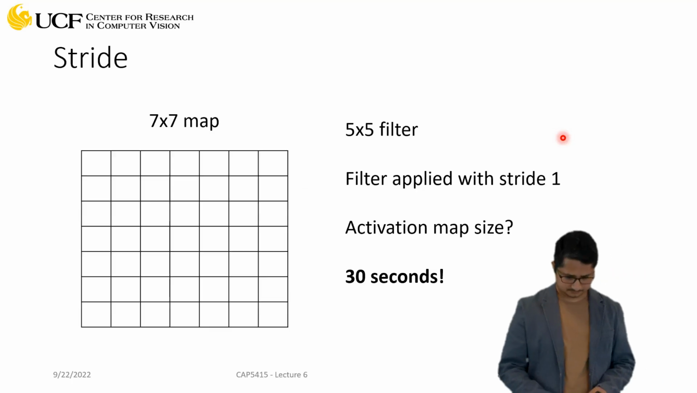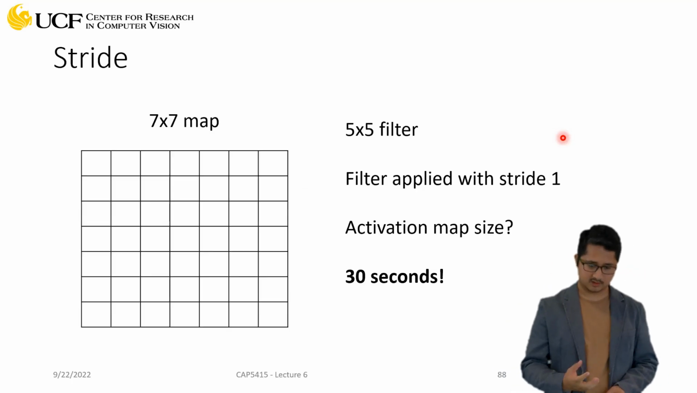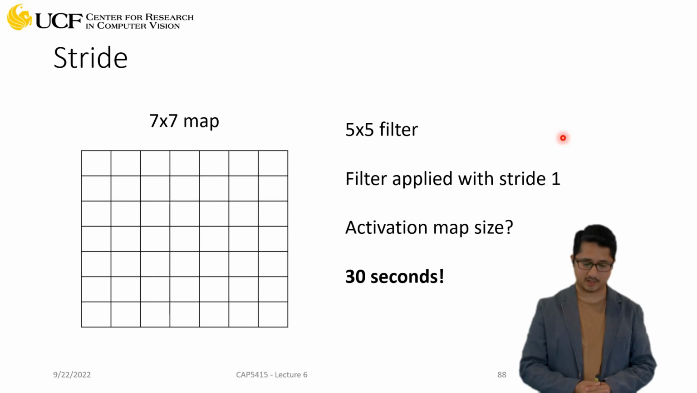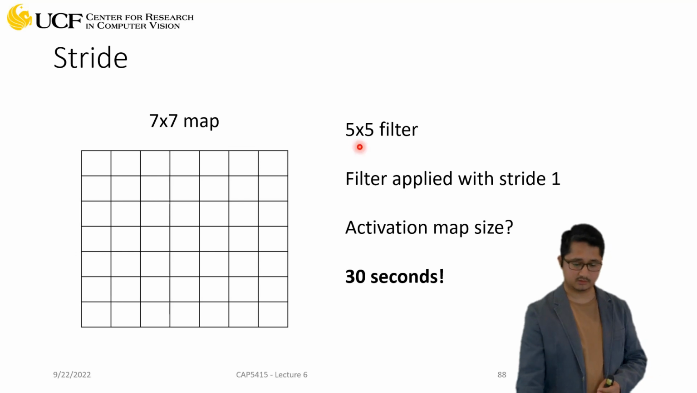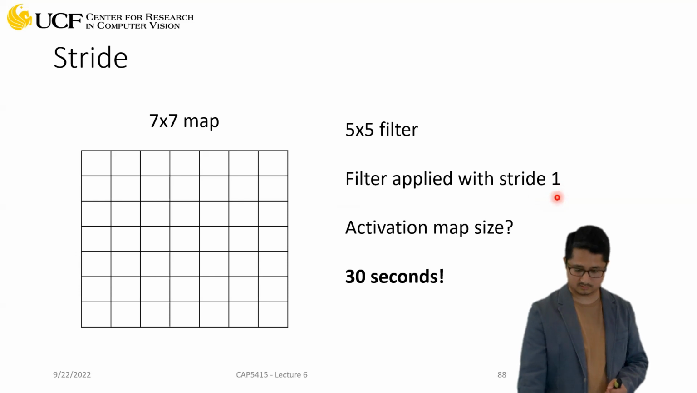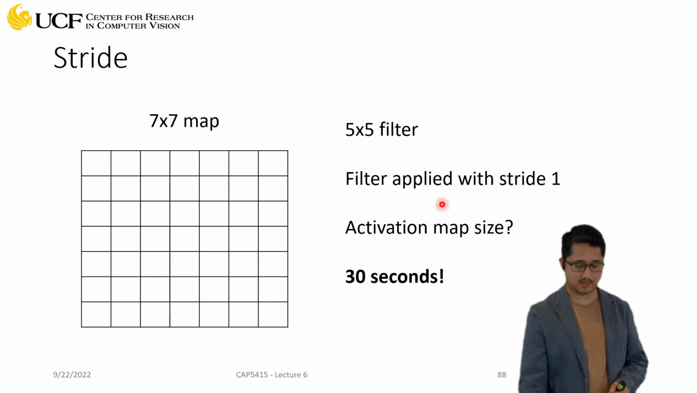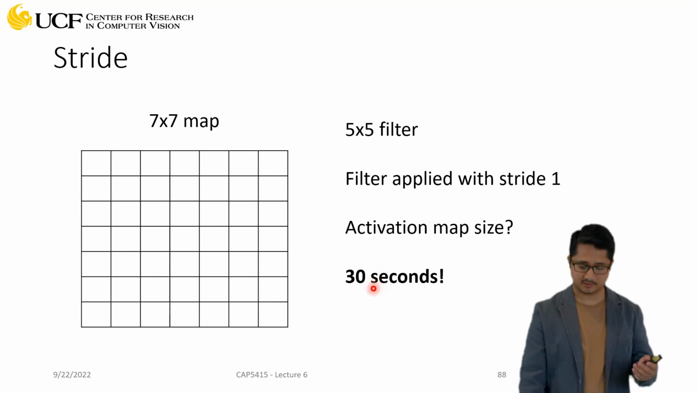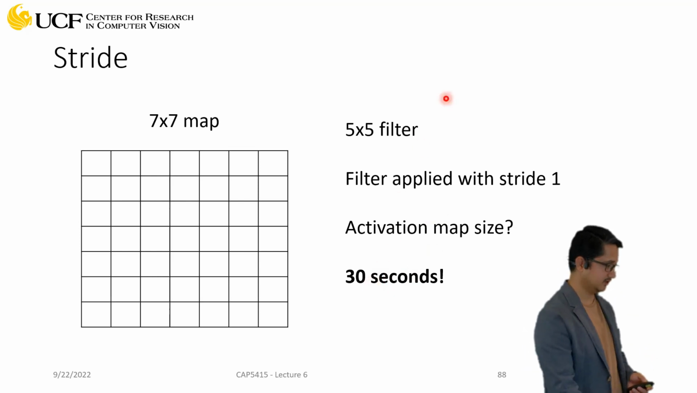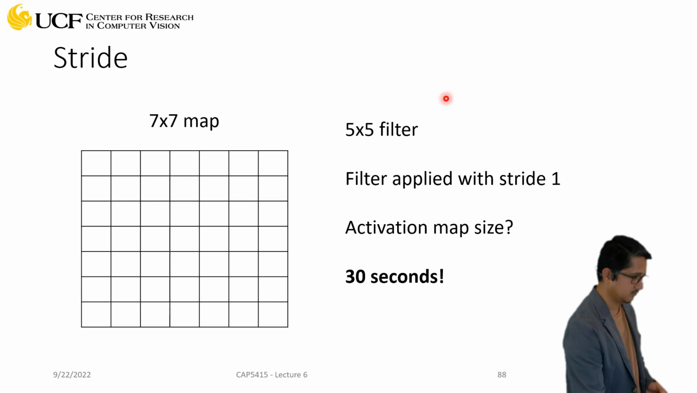Okay. So the question is, you have your input activation map. The shape is 7 cross 7. And you are going to use a 5 cross 5 filter on this activation map. And you are applying this filter with a stride of 1. And there is no padding. What will be the shape of the output activation map? It says 30 seconds, but you can take 1 minute for that. Okay, so I will just release this on web courses.